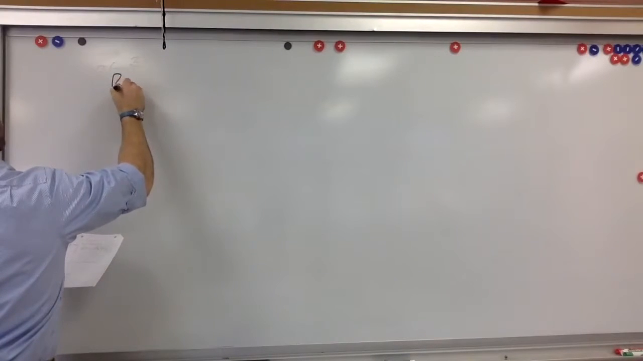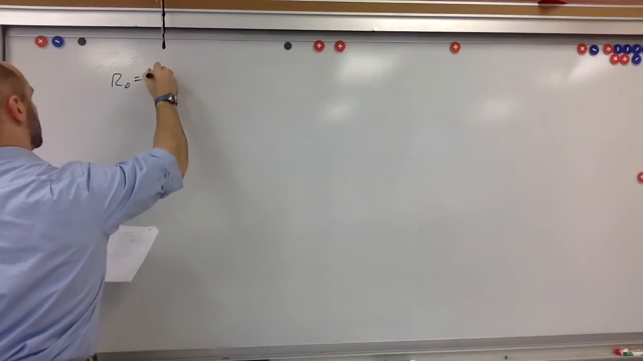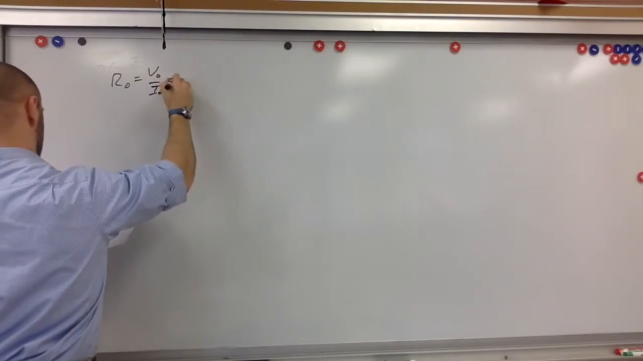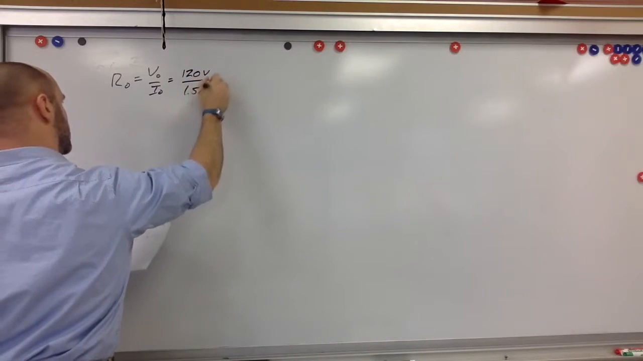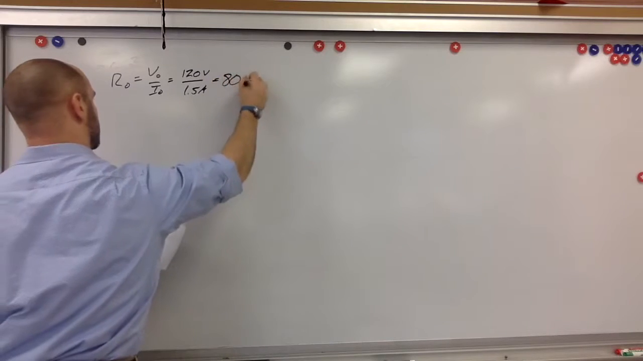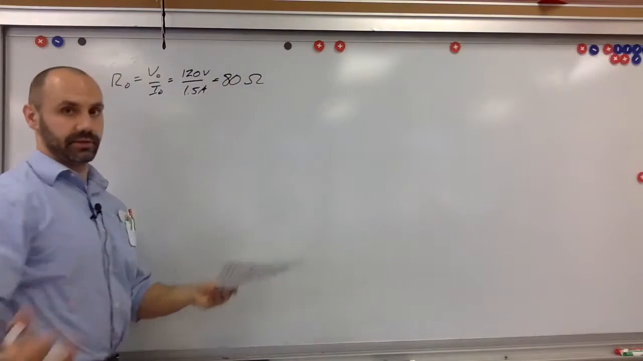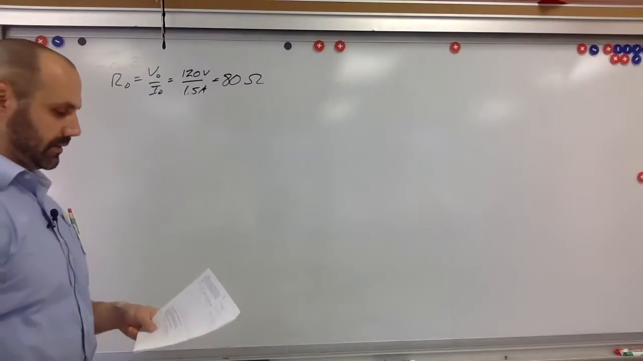So here R naught is V naught over I naught. So this is going to be 120 volts over 1.5 amps. So that's going to give me 80 ohms. Okay, I know that's the original resistance of this thing.